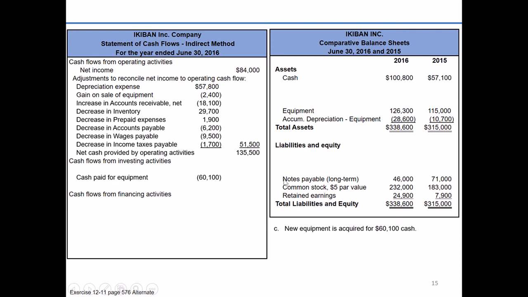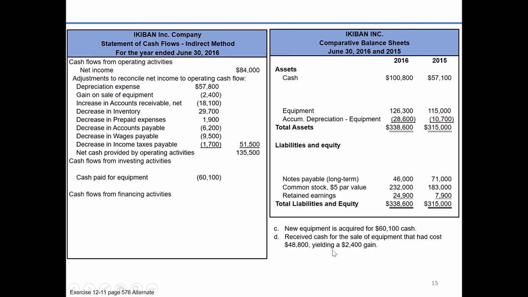Well, that's not the end of it because unfortunately that doesn't totally explain the change from $115,000 to $126,300. Now, I don't have to do the exact math, but if I add $60,100 to $115,000, I know it's significantly more than $126,300. So we must have sold some equipment also. So we need to factor in any cash related to that sale. So let's keep plugging away with our additional information.